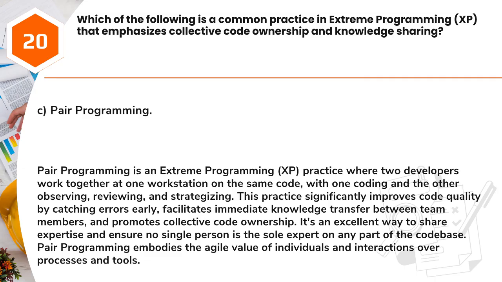Answer: C. Pair programming. Pair programming is an extreme programming, XP, practice where two developers work together at one workstation on the same code, with one coding and the other observing, reviewing, and strategizing. This practice significantly improves code quality by catching errors early, facilitates immediate knowledge transfer between team members, and promotes collective code ownership. It's an excellent way to share expertise and ensure no single person is the sole expert on any part of the code base. Pair programming embodies the Agile value of individuals and interactions over processes and tools.